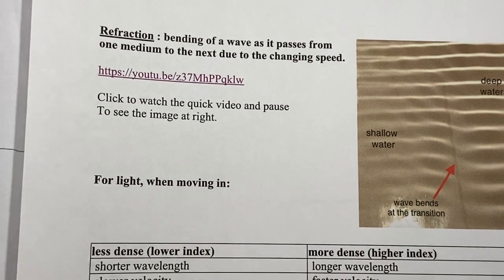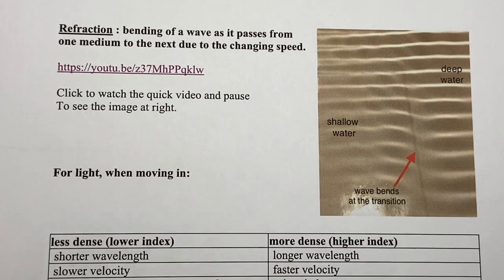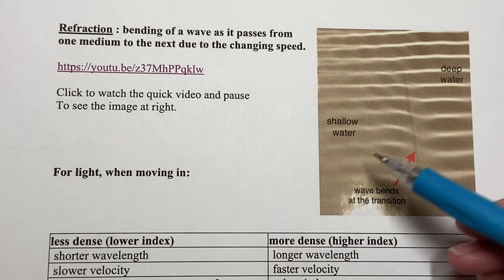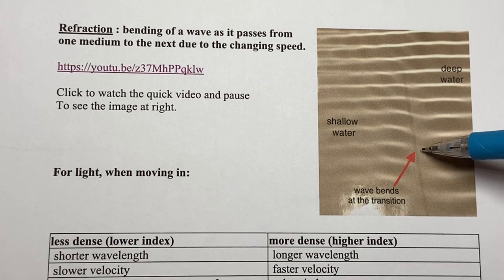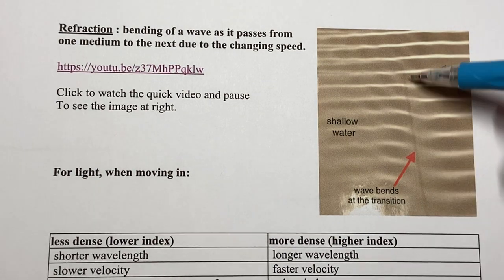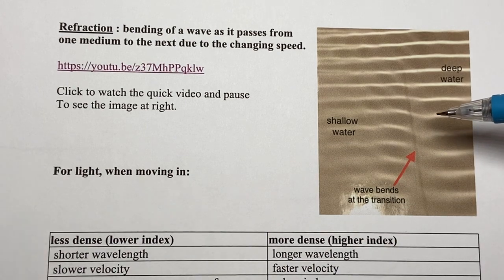All right, so there's a little video, and I'll probably just have you show this in class to show how this works for water waves. And the link is here. So again, refraction is the bending of a wave as it passes from one medium to the next. In water, it's shallow and deep. And you can see here, I have some shallow water and some deep water. And here's the wave. And as it goes through these different depths, there's a bending. That's what it looks like for water waves.